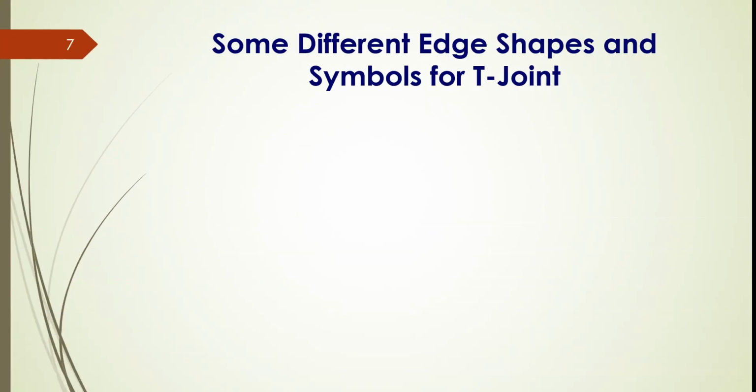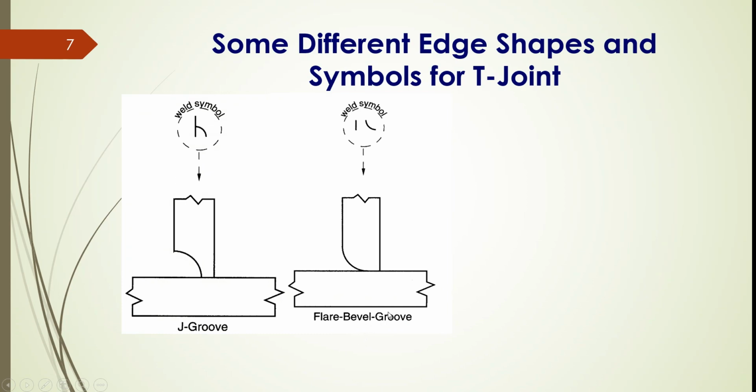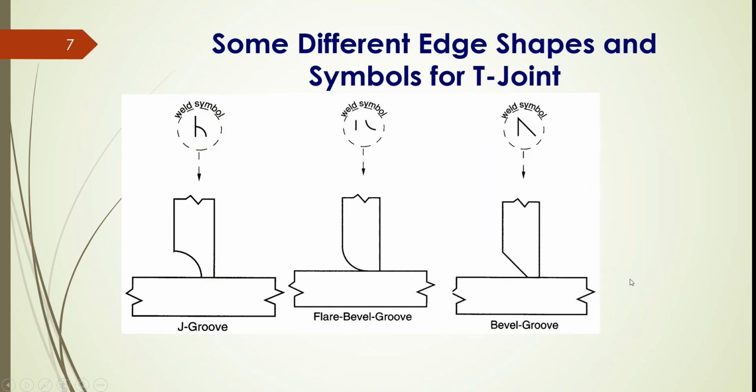And you have some different edge shapes and symbols for T joints. So this is a T joint, that is J groove, and the weld symbol is shown here. And this is the flap bevel groove, and the weld symbol is shown here. And here you have this bevel groove, and this weld symbol is shown here.